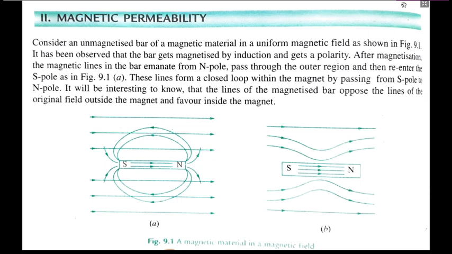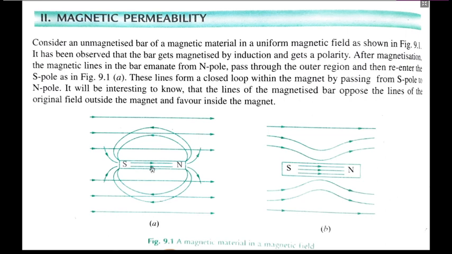Now what exactly is the meaning of magnetic or magnetism? So consider an unmagnetized bar of a magnetic material in a uniform magnetic field. This is a magnetic bar, and if it is not magnetized, then once you place it in the magnetic field, it gets magnetized. Once it gets magnetized, it has its own line of magnetic forces.